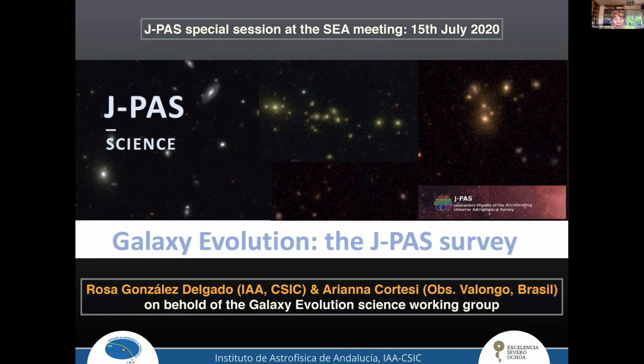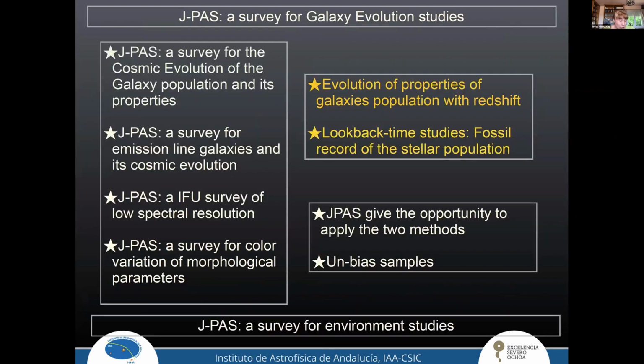Let me start by saying that J-PAS is in fact a perfect survey for galaxy evolution studies, because we can observe the optical range covering every 100 angstrom with the filter system. We can study the cosmic evolution of the galaxy population and properties, and how they evolve with redshift.